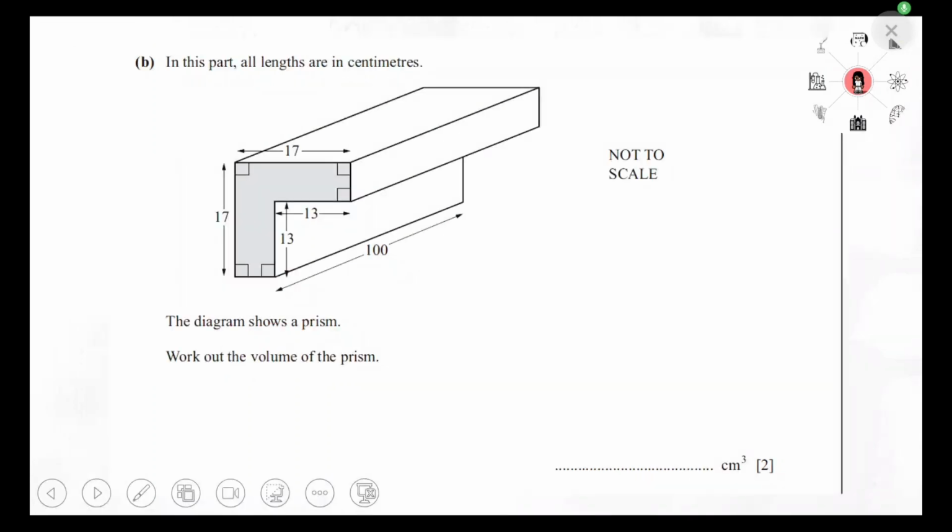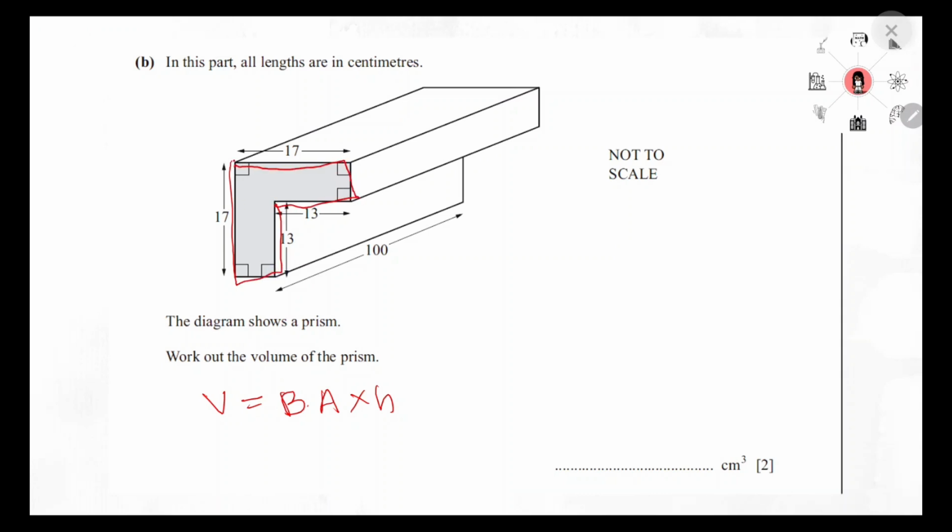12b. In this part, all lengths are in centimeters. The diagram shows a prism. Work out the volume of the prism. The formula for volume, as we all know, is base area into height. Here, the base area is this particular shape. To find the area, we have to divide this into two shapes, A and B.